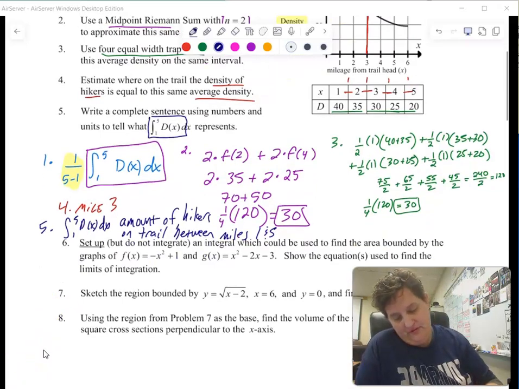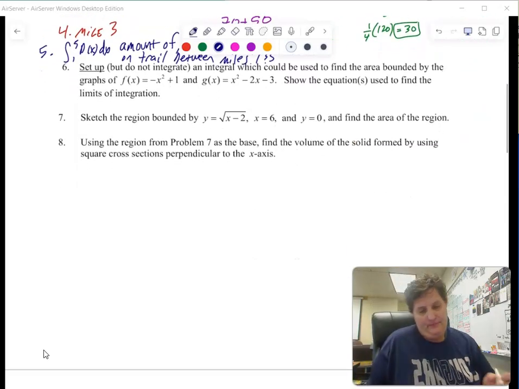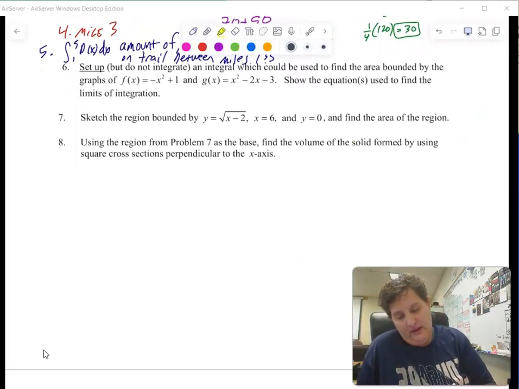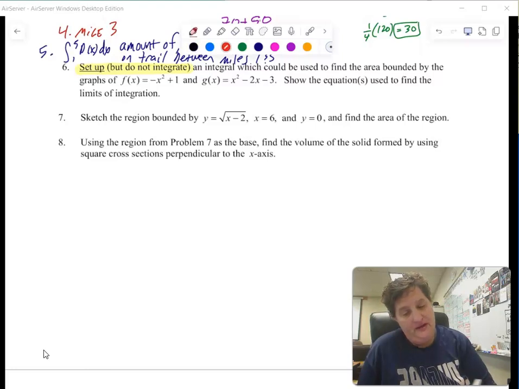Okay, moving right along here. Guys, we love set up but do not integrate, right? We absolutely love that. Okay, set up but do not integrate an integral, which can be used to find the, keyword here, area bounded by these graphs. All right, I always like to know what I'm looking at. Like, I really think it helps. Just a basic sketch, okay?